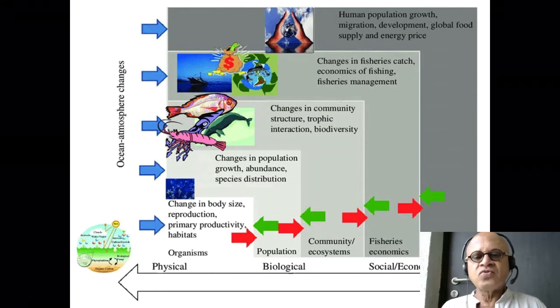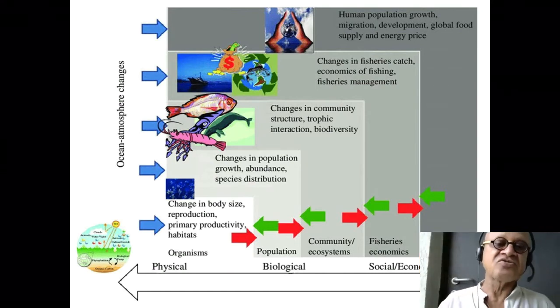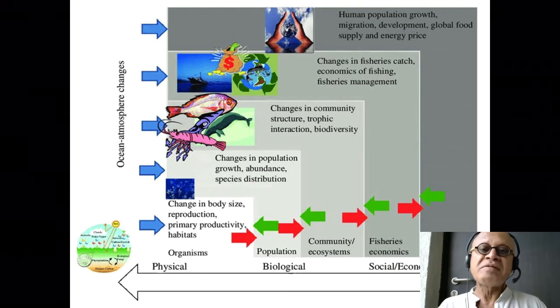right? So looking again at physical, biological, and socio-economics, which cannot be ignored in the Earth system because we are part of the problem now, and the question is, will we be part of the solution as well, right? So if you look at the ocean atmosphere changes, we have change in bodies. If you look at the organisms, you can have changes in body size, reproduction, primary productivity, and habitats.